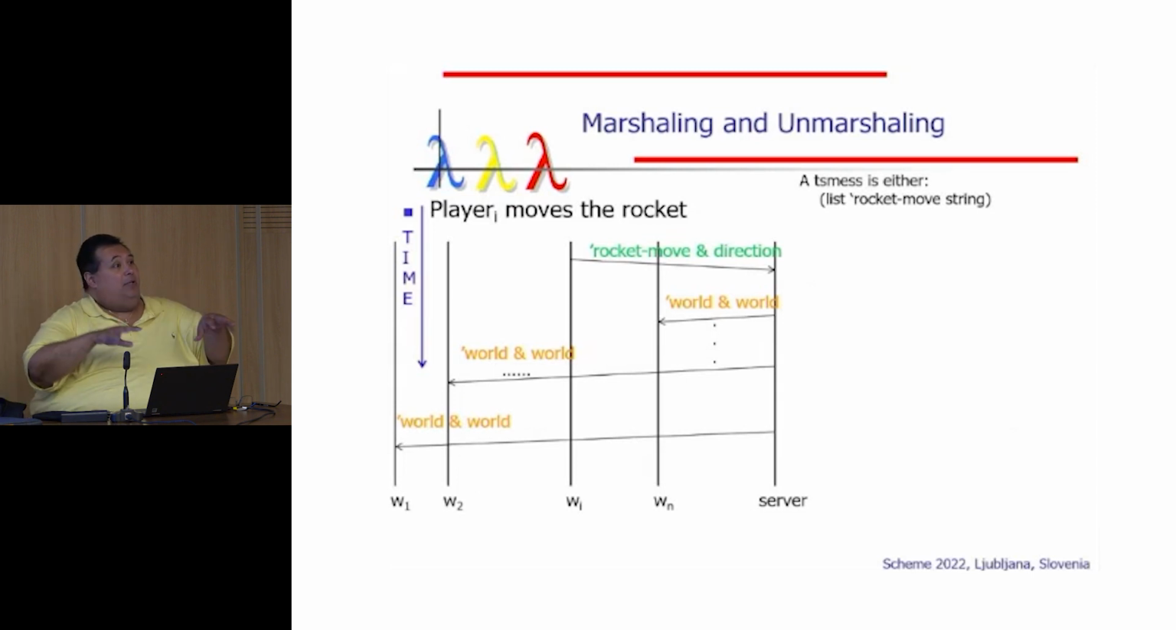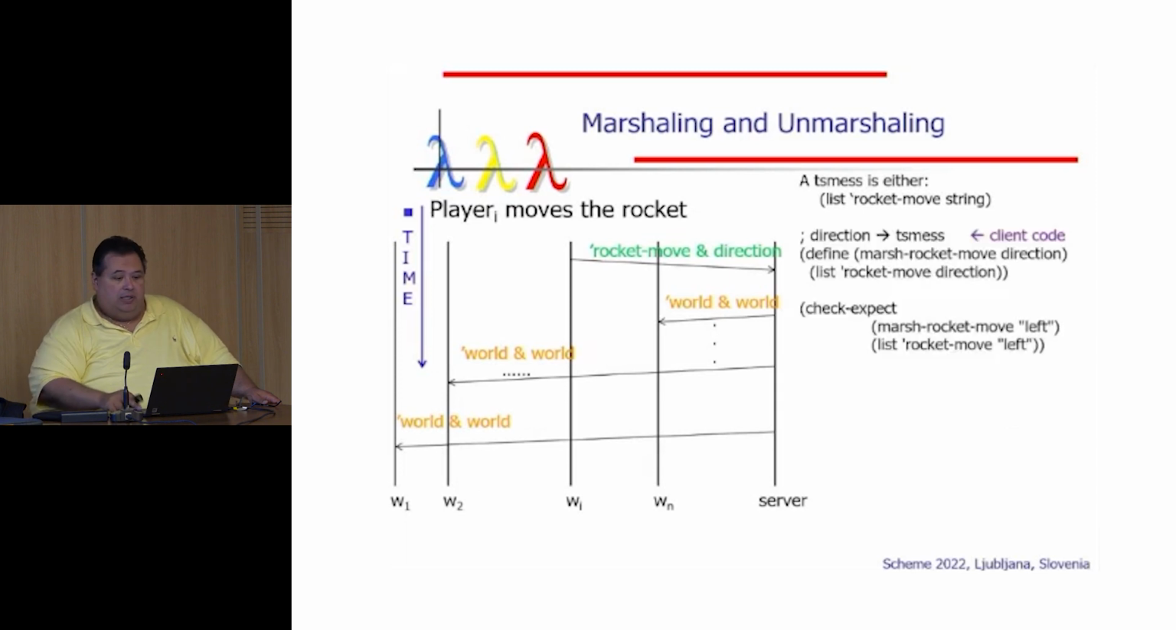And this is a step that they're familiar with, right? You need data definitions, right? So we say, okay, what's a to-server message? And you say, well, a rocket move will be a list that has the tag rocket move and the string representing the direction that you want the rocket to move in. Okay, and what else do we need here? Well, we need to be able to create that type of message. So to marshal a rocket move, we take as input a direction and create that type of list.